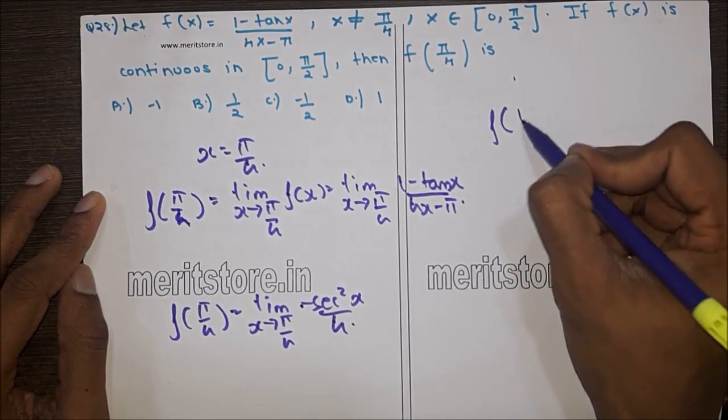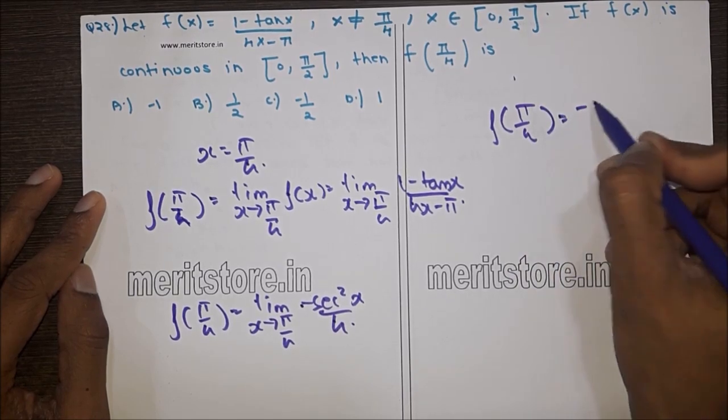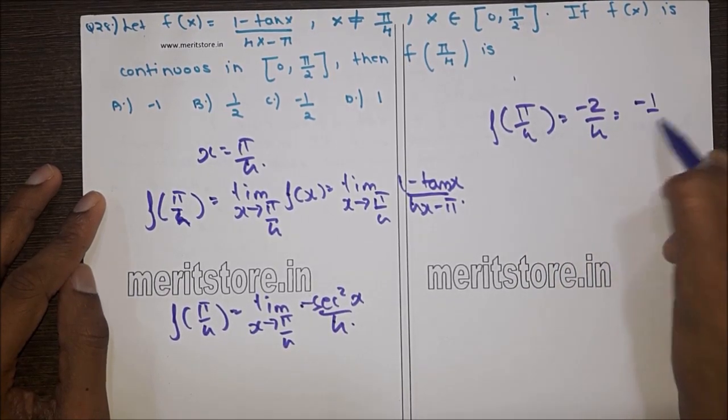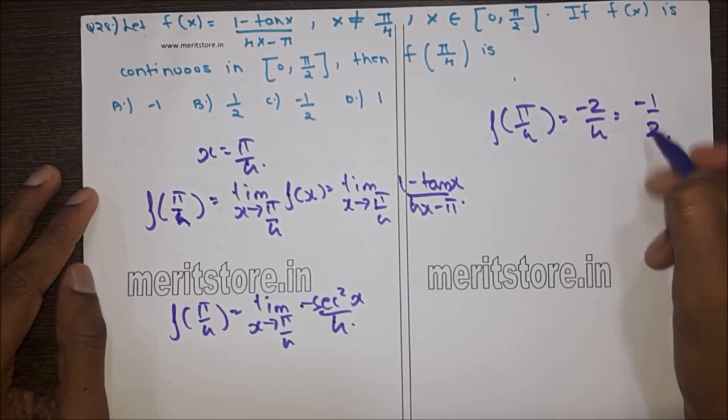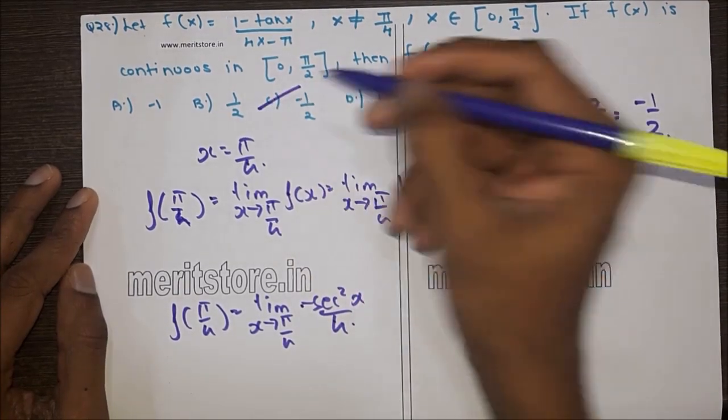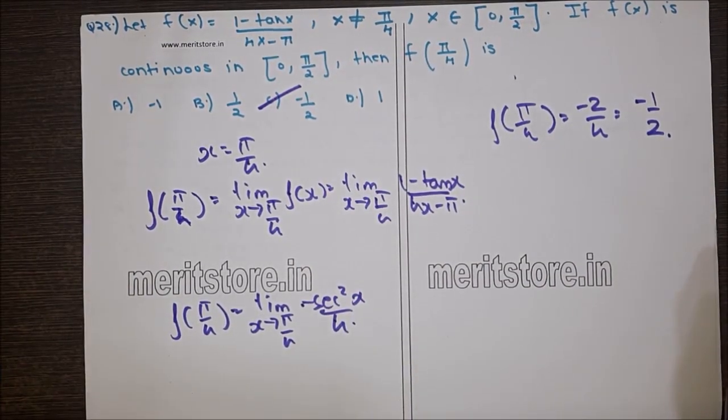Therefore we get f of pi by 4 equal to minus 2 by 4, which is equal to minus half. Therefore we see our answer matches with option C. Therefore C is the correct answer.